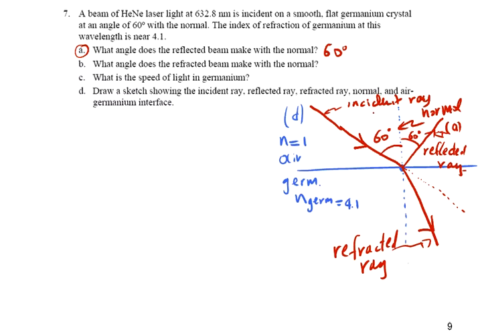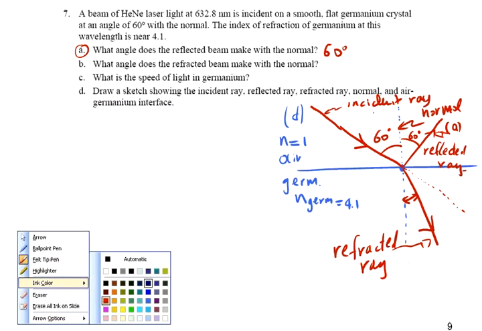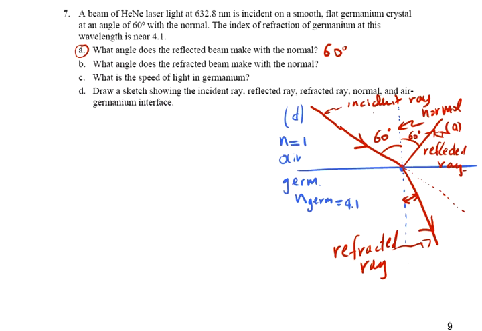B. What angle does the refracted beam make with the normal? So this angle right here is the one in question. So let's change colors now to green, and let's label now these angles: the incident theta 1, the refracted theta 2. This is the index of refraction of the first medium, the index of refraction of the second medium, and now we're gonna use Snell's law.